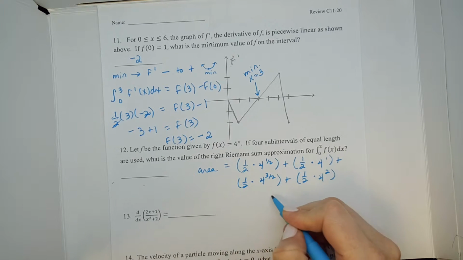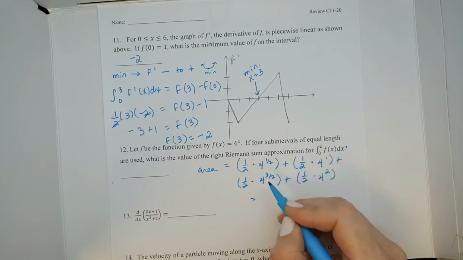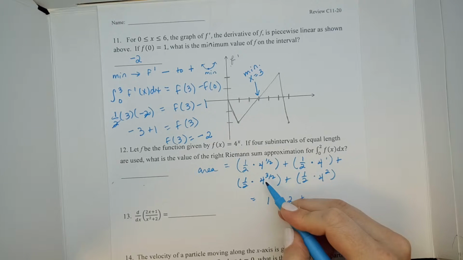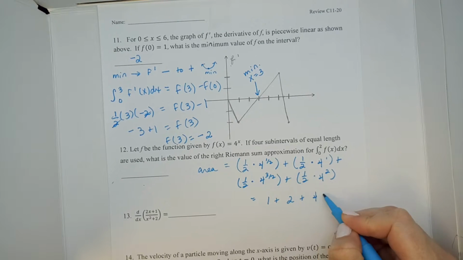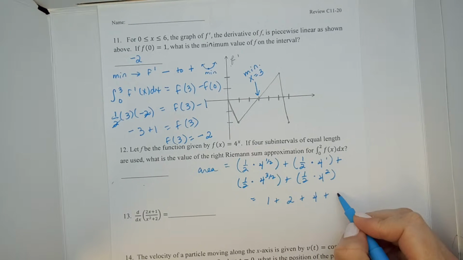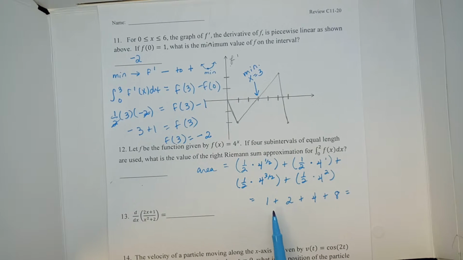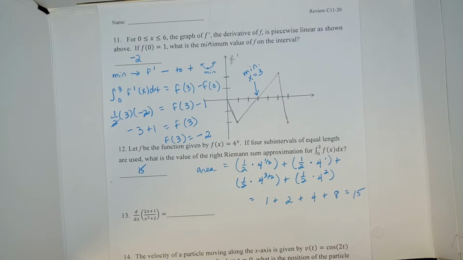Okay, so now we just need to simplify this. So we have 4 to the 1/2 is the square root of 4. That's 2 times 1/2 is 1. 4 to the 1 is 4 times 1/2 is 2. 4 to the 3/2, that's the square root of 4 cubed. So the square root of 4 is 2, cubed is 8, times 1/2 is 4. 4 squared is 16, times 1/2 is 8. Okay, so now we have 1 plus 2 plus 4 plus 8, so that's 3, 7, 15. And that's your right Riemann sum.